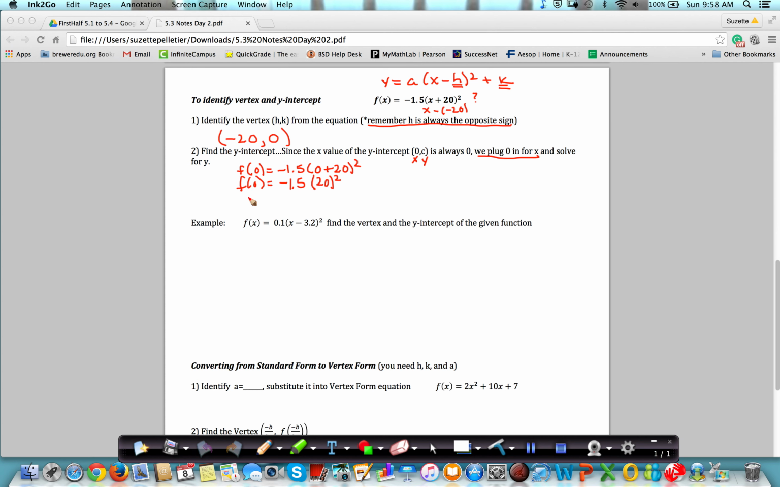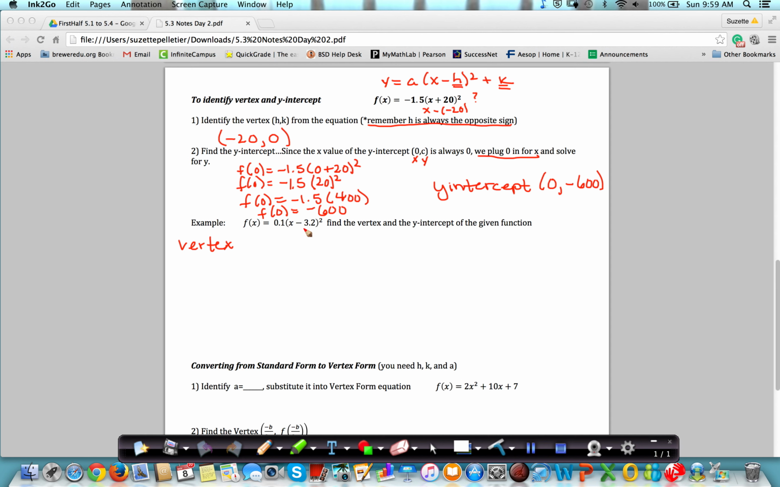20 squared is 400, so f of 0 equals negative 1.5 times 400. And when you multiply negative 1.5 times 400, you get f of 0 equals negative 600. So the y-intercept is 0, negative 600. Again, plug in 0, solve, and you have your y-intercept. It's a fairly simple process to do. So let's try one more with this example. Find the vertex and the y-intercept. So the vertex, remember, we're going to get directly from the equation.